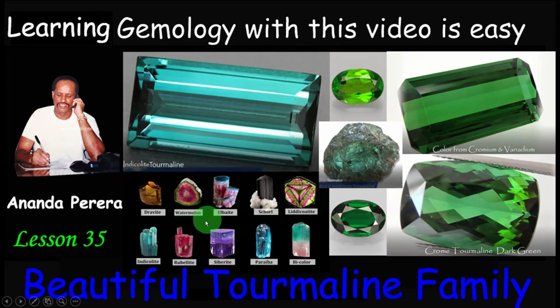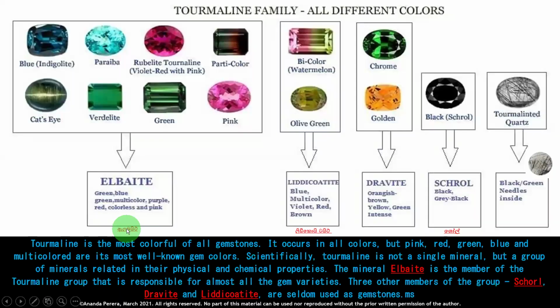It is very nice. This is called dravite, watermelon, albite, schorl, achroite, indicolite, rubellite. Rubellite means ruby-like. It is like ruby. Siberite, Paraiba tourmaline, and bicolor tourmaline. These are the varieties. So we are learning all varieties of this.